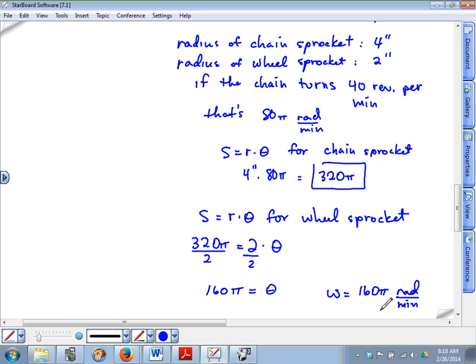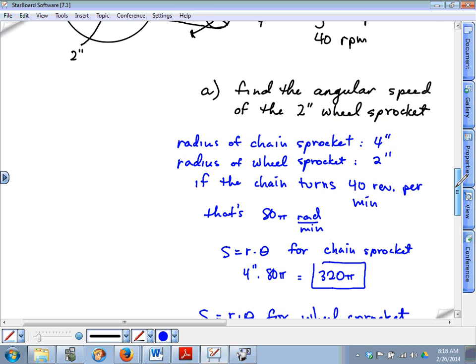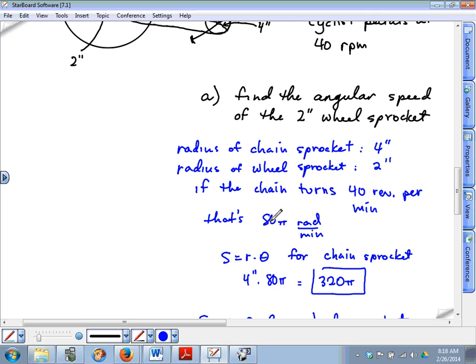Question? Yeah. Both of the circles don't have the same arc length because of the chain. So we could have technically not found, if we weren't told to find omega for the 4-inch radius wheel, couldn't we have just done the other one instead? Like S equals 2 times 80 pi radians per minute, because that's the arc length of both of them. No, they don't have the same angular speed. That's the arc length.